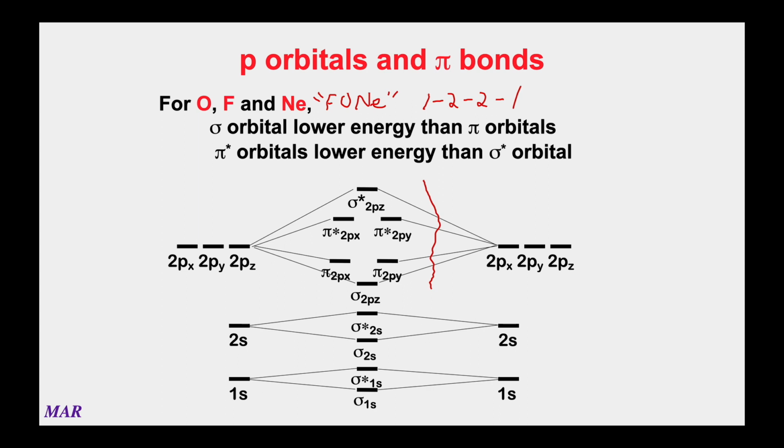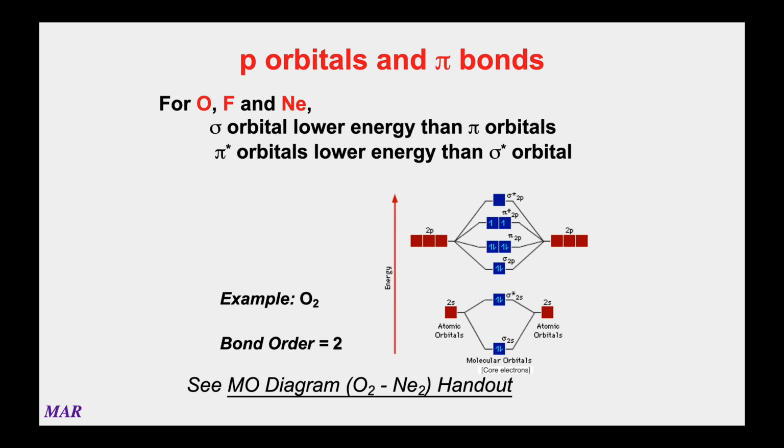So these types of interactions, which are for O2 and F2 and Ne2, which is possible, you want to use the 1-2-2-1 configuration instead of the 2-1-2-1. The bonding orbitals are trading places, but the anti-bonding orbitals stay in the same spots. It's only the bonding ones that make a difference here. This is a picture of dioxygen, O2, and notice how sigma 2p is first, then pi 2p, then pi star 2p, then sigma star.